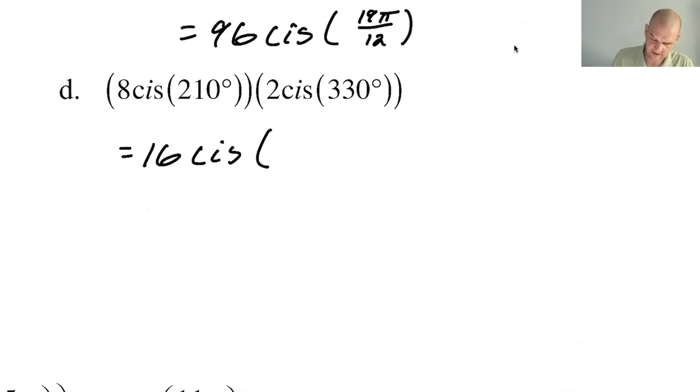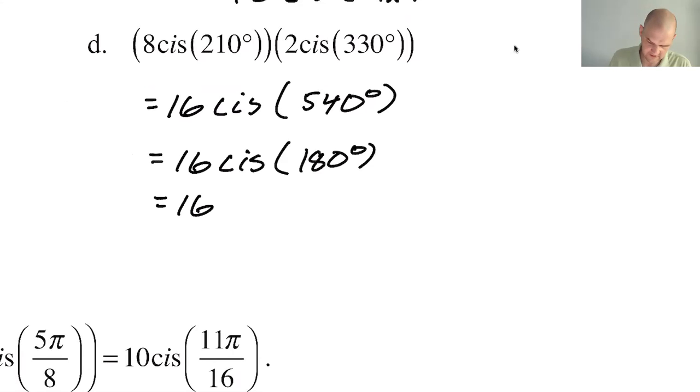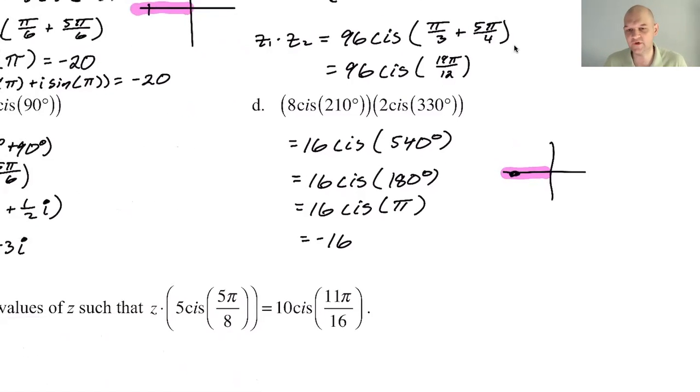16 cis. Ooh, 210 plus 330 is 540. Okay, so 540 is coterminal to, I don't know, 180? Or pi? So that's 16 cis pi. We ran into pi before, and I said I thought the easiest thing to do is just picture it, right? So you're going in this direction, but you're 16 units away, so it should be negative 16. Or you can write it out.